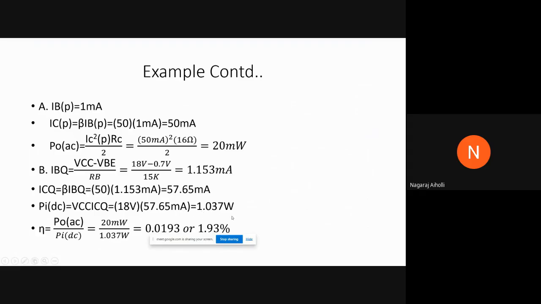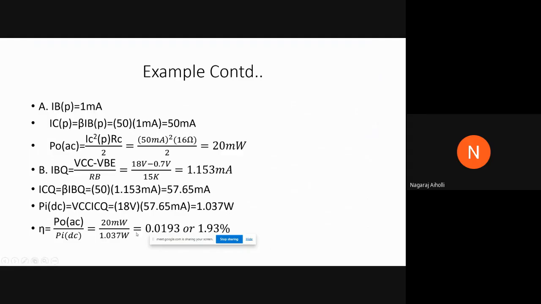We know that efficiency is the ratio of output power to input power. For the series fed class A amplifier, it is the ratio of AC output power delivered to the load to the DC input power supplied to the circuit. The AC output power that we have calculated is 20 milliwatt. It will be 20 milliwatt divided by DC input power, 1.037 watt. Substitute this, then the answer will be equal to 0.0193.